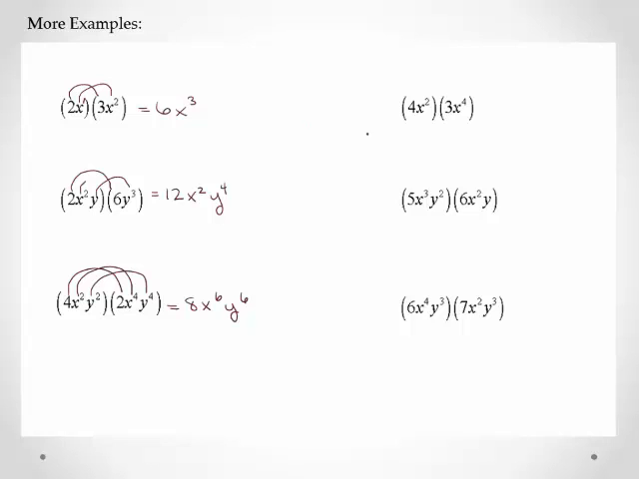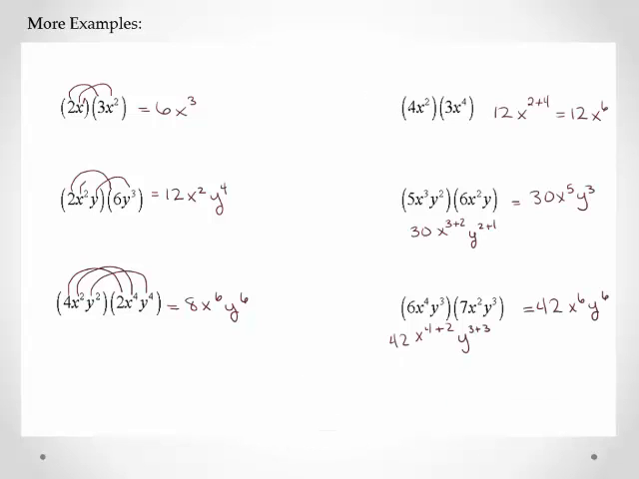So what I would like you to do is pause the video and try these 3 examples. As you can see, they're very similar to the 3 that I just did. And multiply the coefficients, add the exponents. When you've finished, come back and check your work. Okay, so 3 times 4 is 12. 2 plus 4 is 6. Here I have 5 times 6 is 30. 3 plus 2 is 5, and 2 plus 1 is 3.